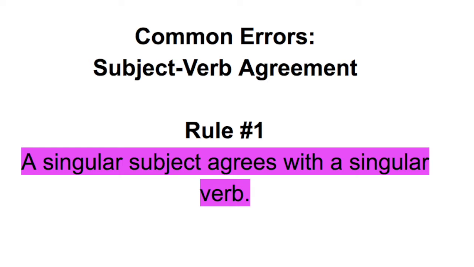All right, common errors in subject-verb agreement. Let's review the rules. The first rule, a singular subject agrees with a singular verb. Remember, when we have a singular noun, it doesn't end in S. Plural nouns end in S. Singular nouns do not. So here's a trick for remembering the agreement: if it's a singular subject, it doesn't have an S on the end, so the verb does. That won't always work, but it's a little trick I use to remember it.